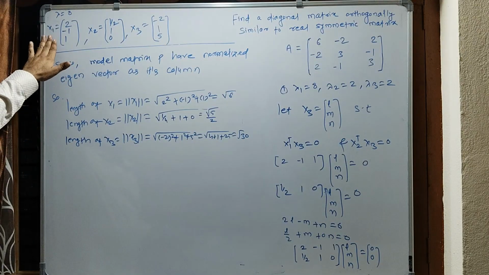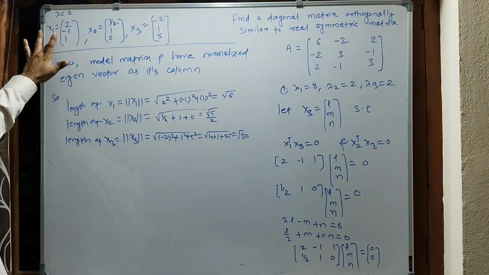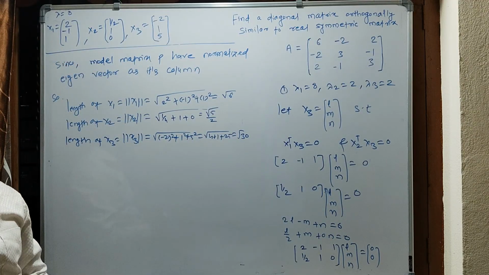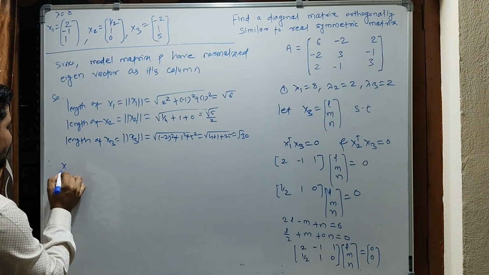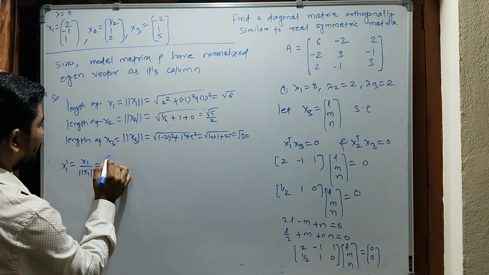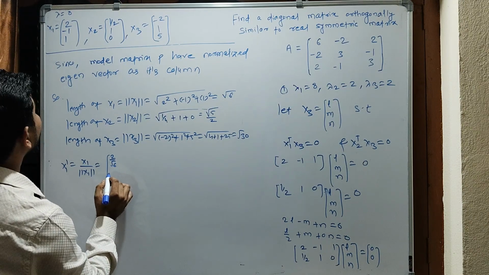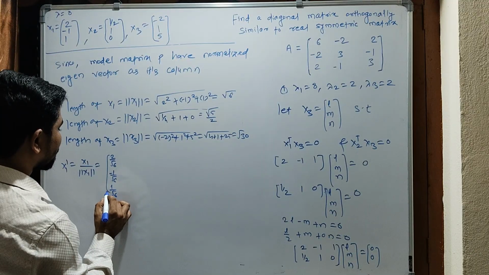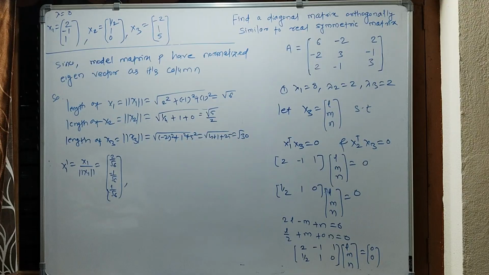I want to convert these x1, x2, x3 to normalized vectors. Just divide the vector x1 by the length of x1. So in the resultant vector x1 dash, you will get a vector with length 1. Therefore x1 dash, which is equal to x1 divided by the norm of x1, which is equal to 2 by root 6, minus 1 by root 6, 1 by root 6. So this is my x1 dash. You can check the length of this x1 dash is 1, that is normalized.